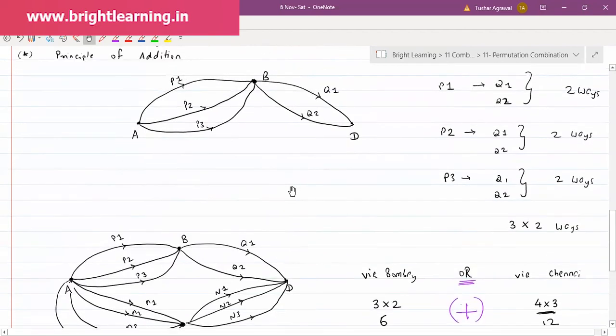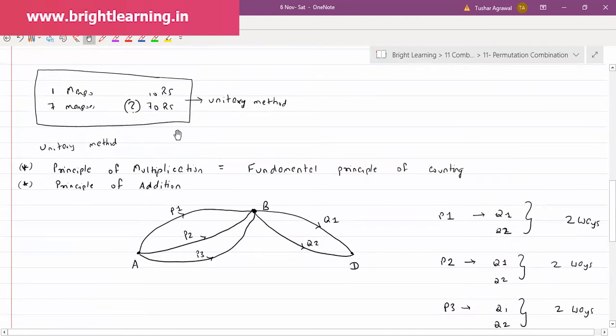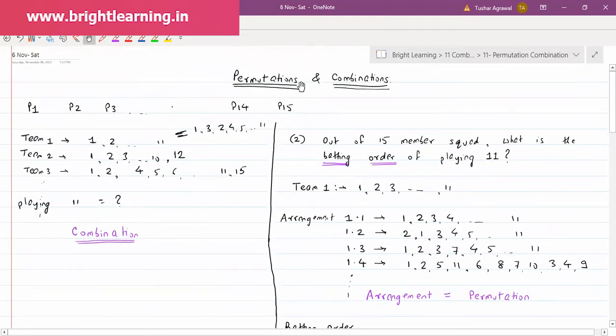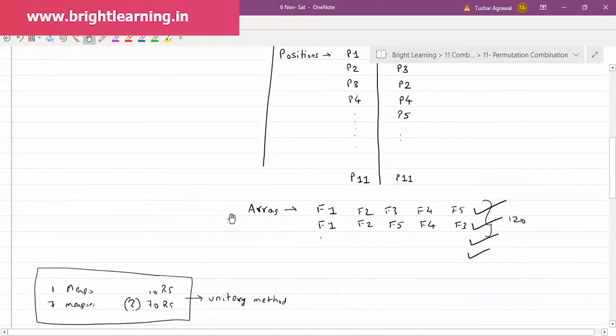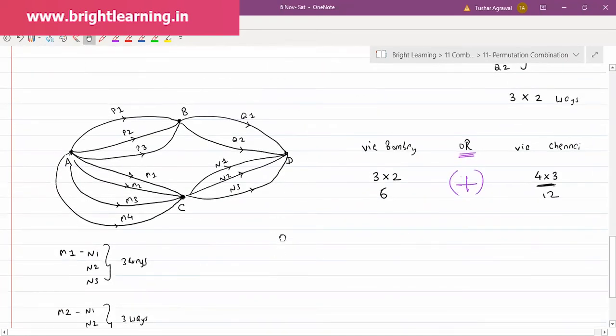Okay, shall I proceed ahead? Up till now we have just studied the meaning of permutation, what type of questions we are going to solve, what permutation means, what combination means, and the difference between them. The method we will be using, the fundamental principle of counting, whatever you call it, is basically just an extension of the unitary method, our childhood method. That's it. Now let's begin with the formal notations that are used in this chapter.